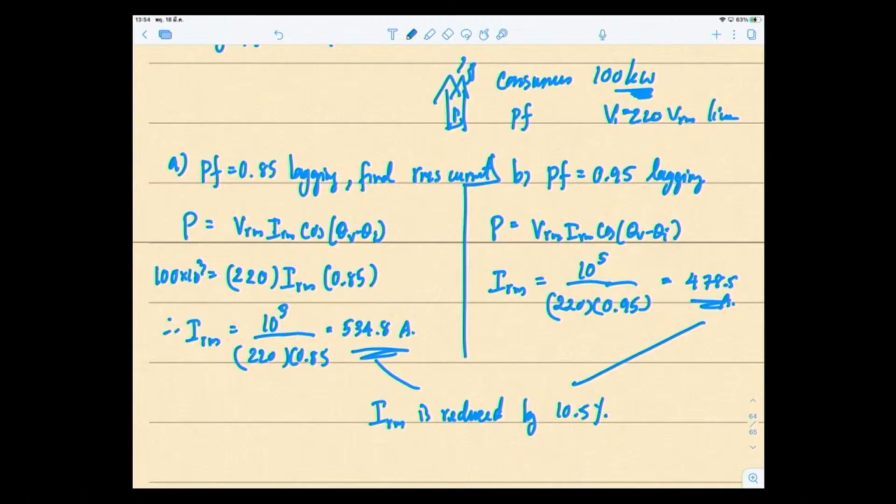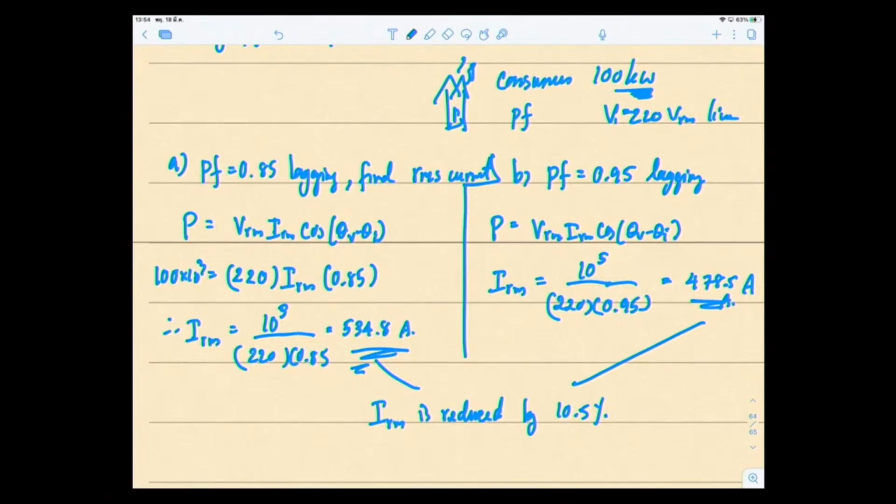If you consider that you need the wire and the system to be able to handle this current, of course, the one with PF 0.85 will need a bigger size than the one with PF 0.95. So I suppose for the company, for this particular load, I would rather have PF equal to 0.95 lagging. Well, how about if I'm the generator?